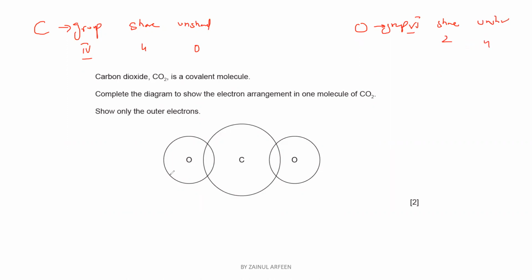4. So now we start with the neighboring one. If oxygen brings 2 electrons, carbon will bring 2. So oxygen sharing is done, carbon sharing is also done. Now the unshared of oxygen: there are 4 unshared, and there is no unshared for carbon. So this is a covalent bond between carbon and oxygen. Is it clear, the structure of the carbon dioxide molecule CO2?